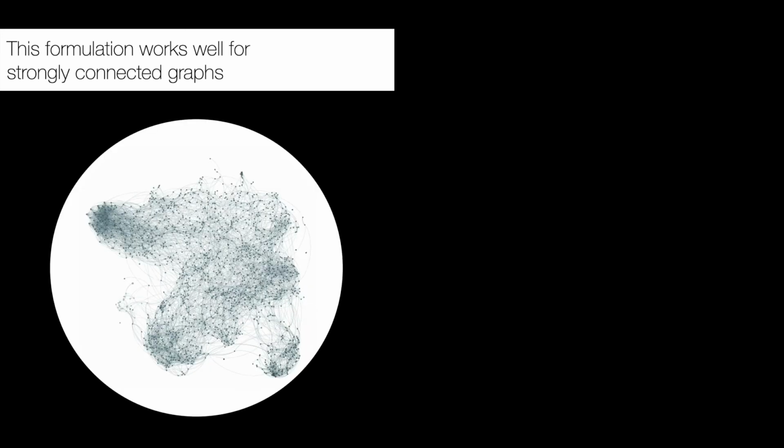And this works well for graphs that are strongly connected. What this means is for graphs where you can get to any node from any other node, where there exists at least one path from any page to any other page in the network, then this works well.